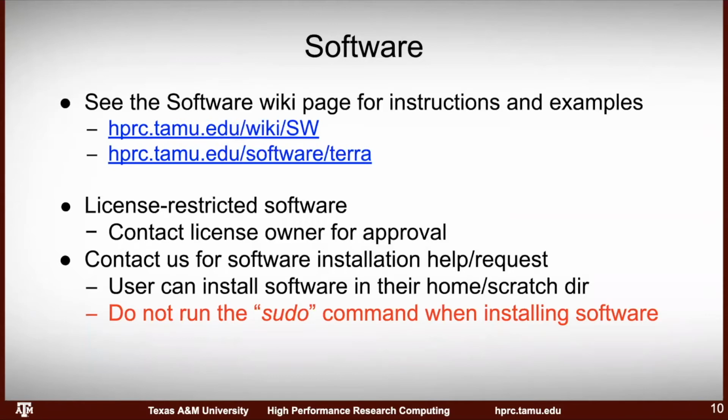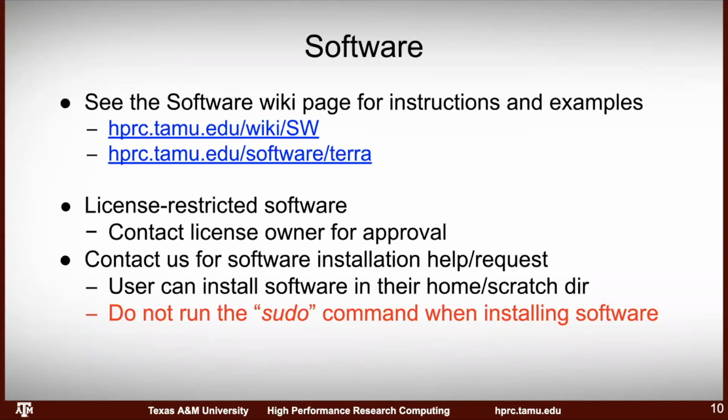These are licenses that are paid for by a specific research group that uses our cluster. Since they pay for the license, and that license is maybe only for 4 users, only the people in their research group can use it. As a regular user, you wouldn't even be able to see that it's there. You'd have to request access. To request access, you'd have to contact the license owner, which is typically the professor who runs the research group.